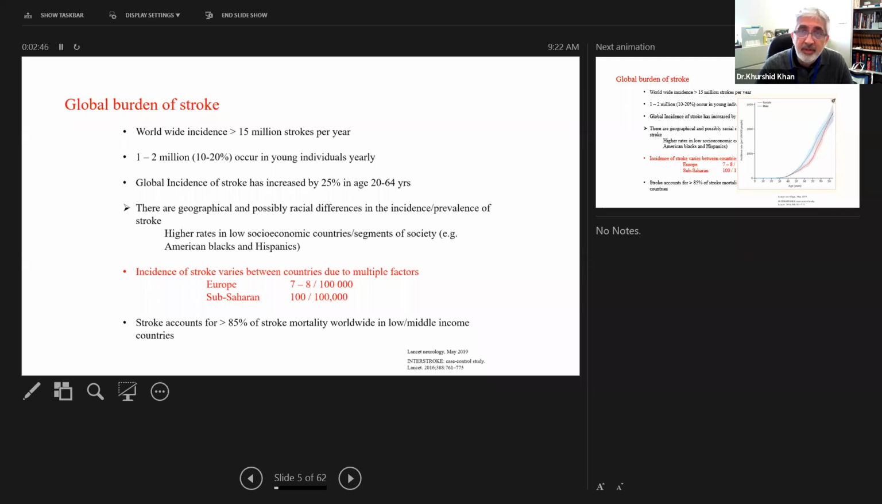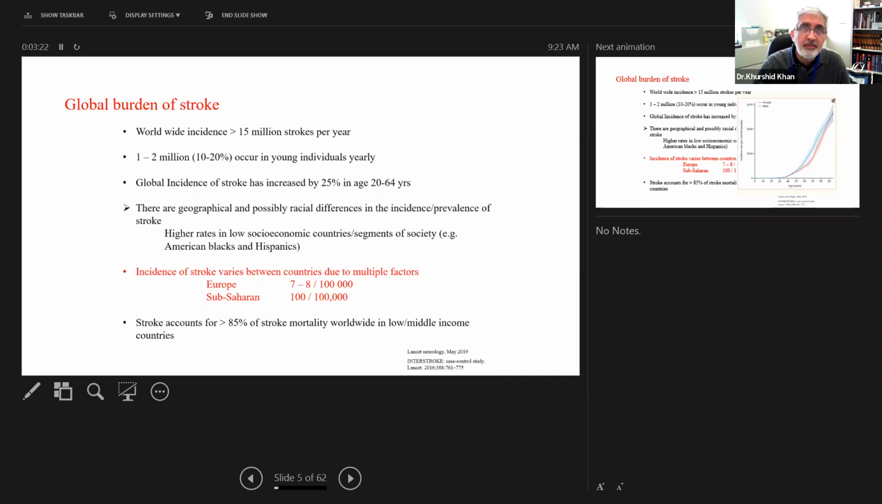The incidence of stroke is higher in low-income and middle-income countries, and also in the low-income segments of developed countries. For example, in the USA, Black Americans or Hispanics present with higher incidence of ischemic stroke, or for that matter, also hemorrhagic stroke. And if you look at it globally, there is a difference. In the European countries, the incidence is around 7 to 10 per 100,000, while in the sub-Saharan countries, it goes up to 100 per 100,000.